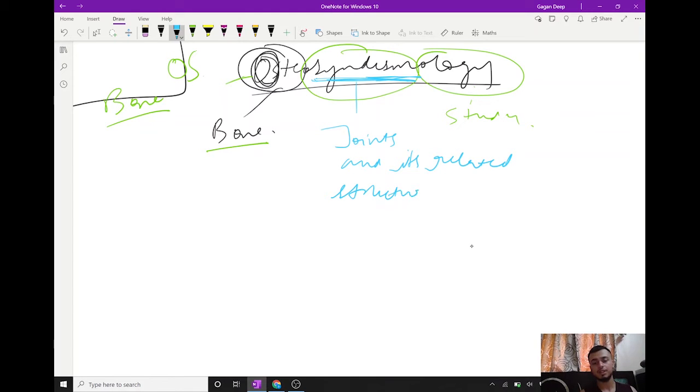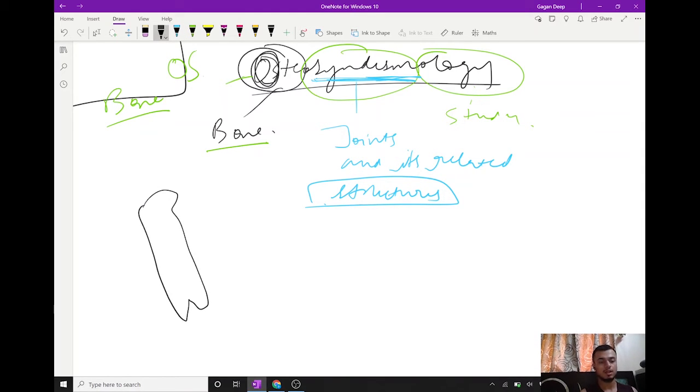What are the structures related to the joint? What can be possibly related? If we talk about the joint, see, this is a bone and this is also a bone. I'm drawing right now a very rough diagram of the shoulder joint to give you an understanding. This is our scapula, this is our humerus, and this is an articular capsule covering them. They are also attached by different ligaments here and there.